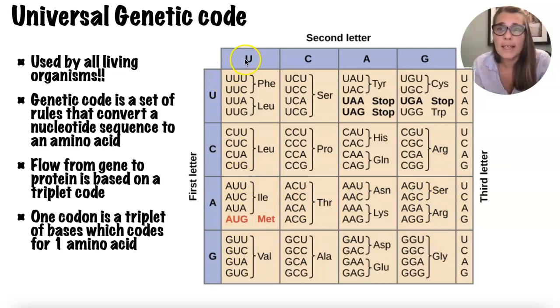Every codon that has a U as a second letter is under here. That has a C as a second letter goes here, and so on. And then for the third letter, if my third letter is a U, I'm on this line. If I have a C, I'm on this line, and so on. And the same is true for all of that, okay?